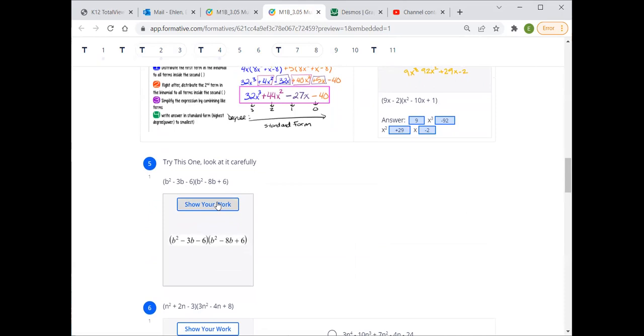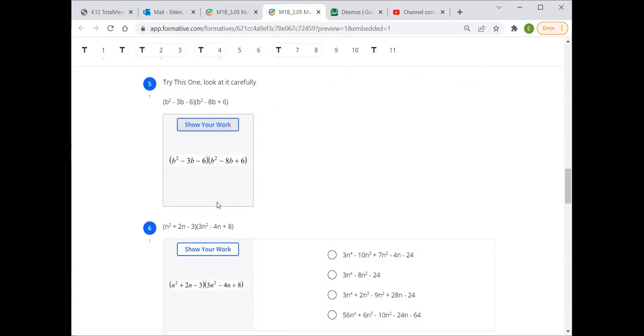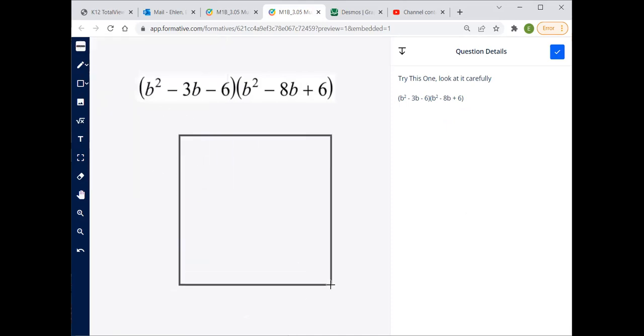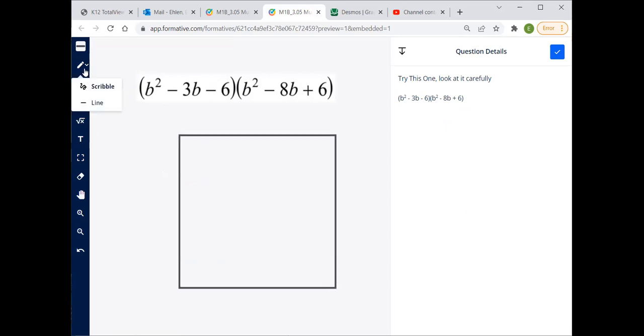Okay, the next one. You guys can use either box method or distribution. I'm going to go ahead and show you guys box method just so that you can see this one in a little bit different. So we have 3 terms by 3 terms, so we need a 3 by 3 box. Don't worry about making your box perfect. As you know, I will be crazy about it.